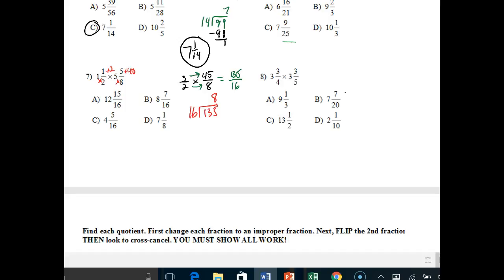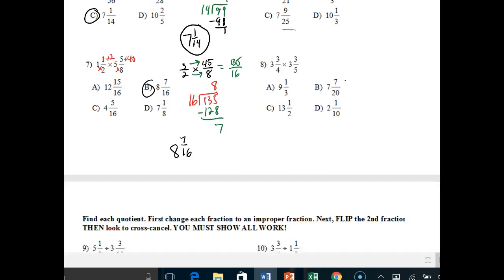8 times 16 happens to be 128. So I have 7 left over, so that's how my answer becomes 8 and 7/16. Alright, make sure on the front side you're showing the work just like I am. Don't get freaked out if you have big numbers like I did.